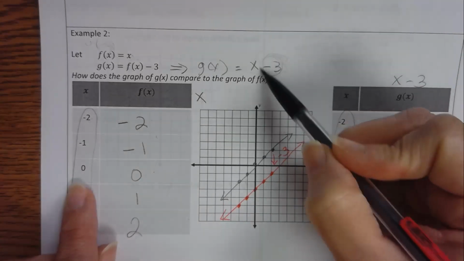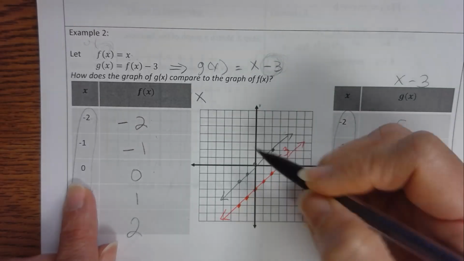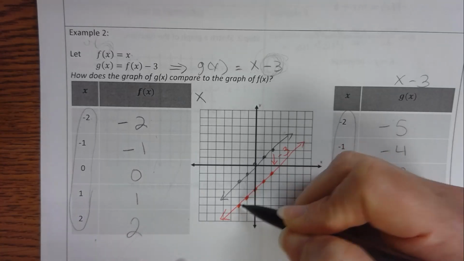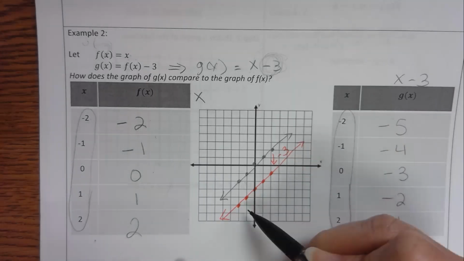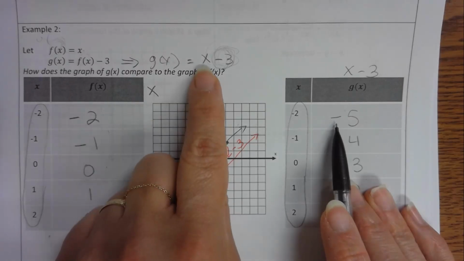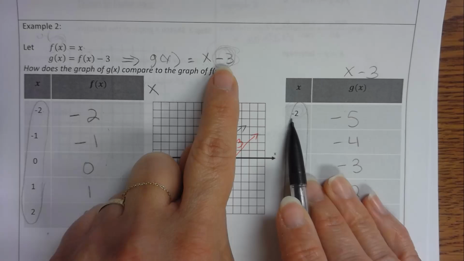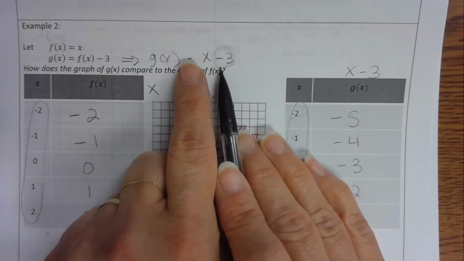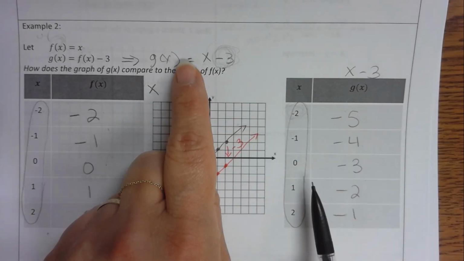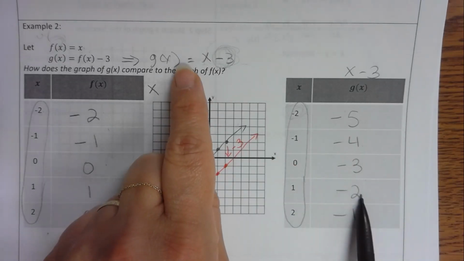Then the effect of subtracting 3 is moving the original function down by 3. So each one of those points is vertically translated down by 3 units. And that's the transformed function, which you can see here by plugging in negative 2 for x. Negative 2 minus 3, you get negative 5. Negative 1 minus 3, you get negative 4. 0 minus 3, negative 3, 1 minus 3, negative 2, so on and so forth.